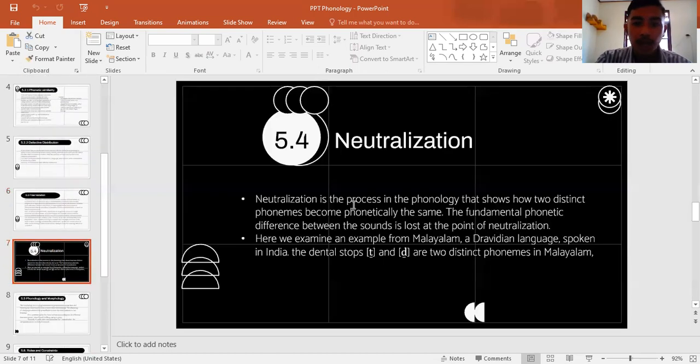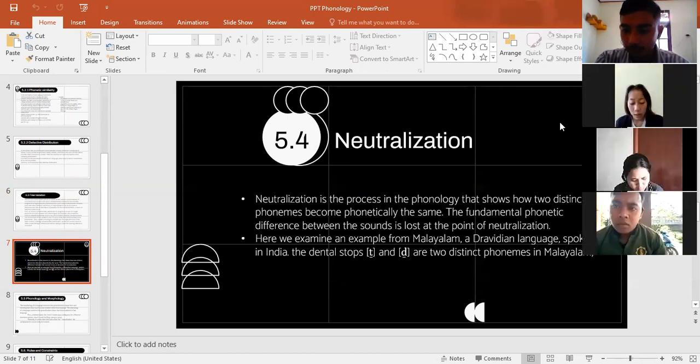Okay, the next material. The next material is neutralization.